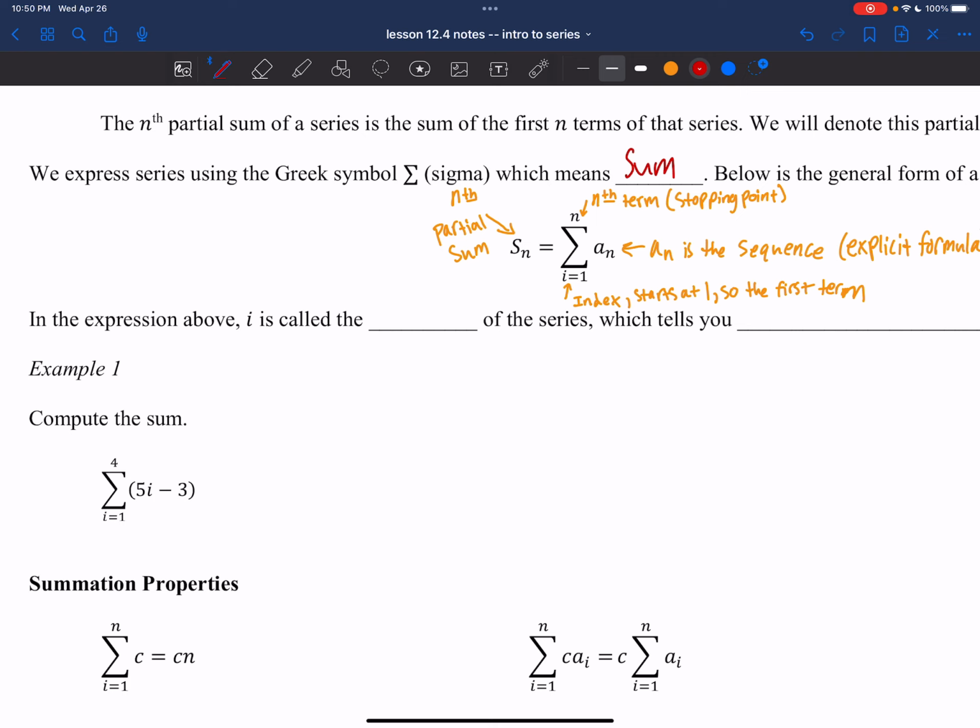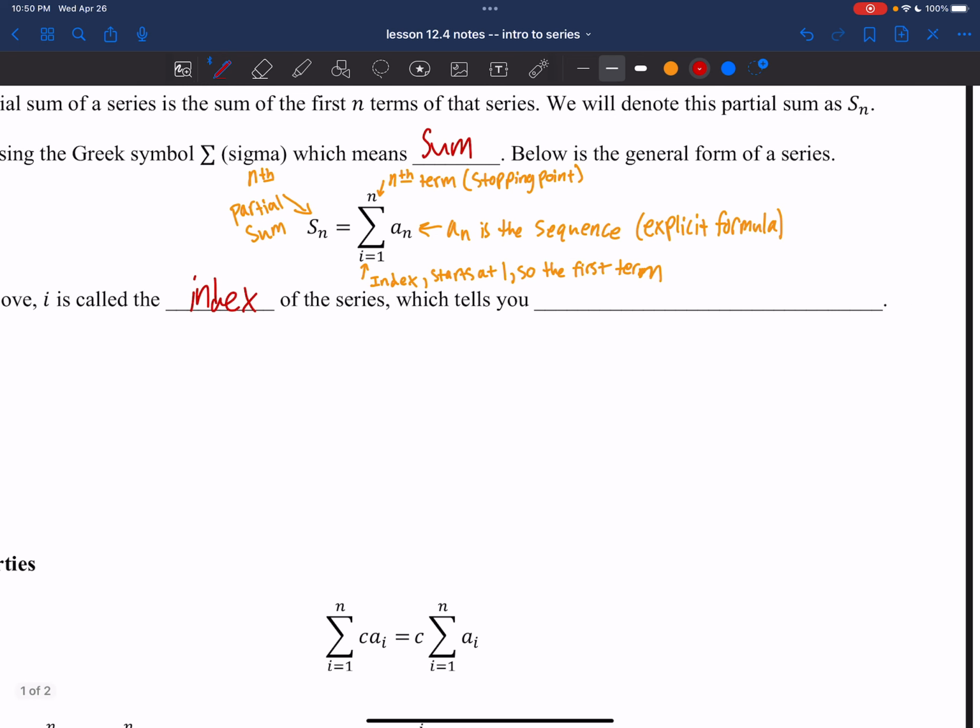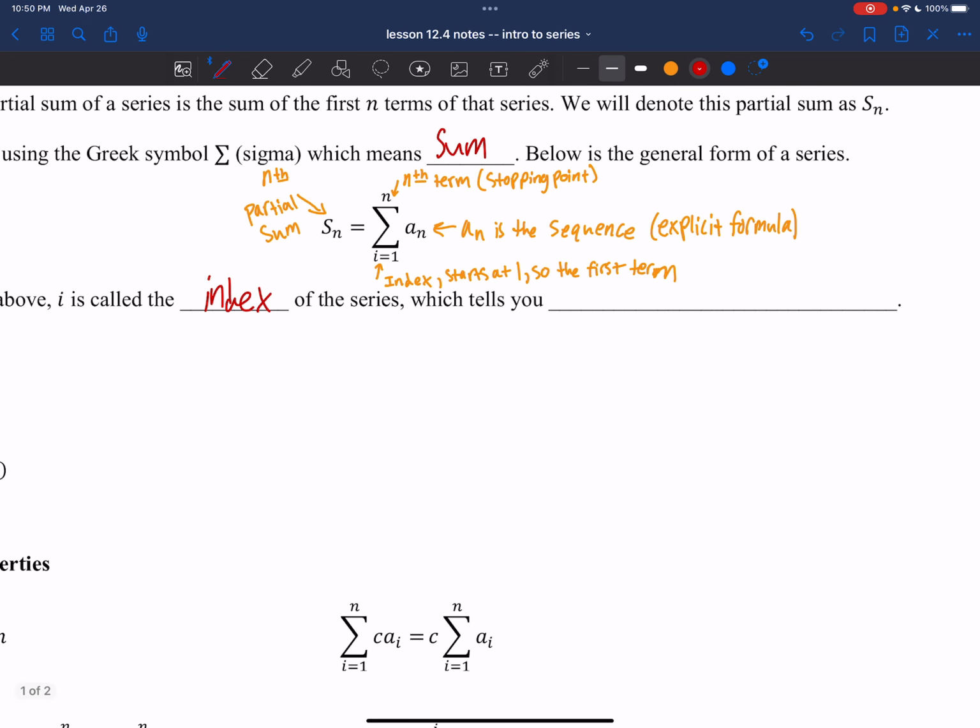So in the expression above, as I just said in yellow here, i is called the index. And that tells you the term position, or I should maybe say, tells you which term the series starts at.